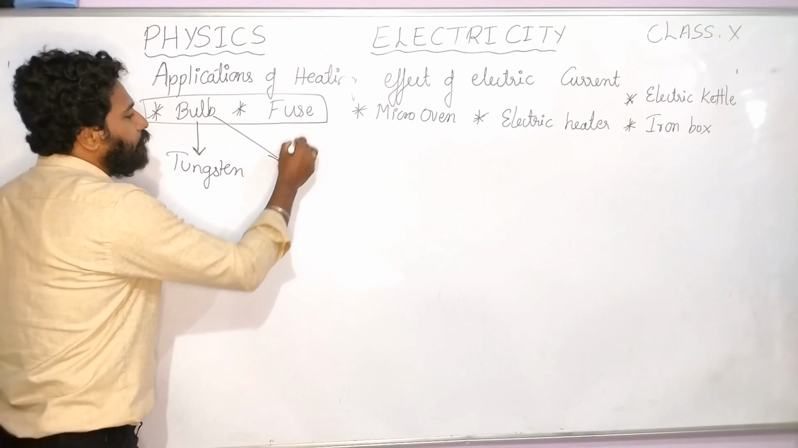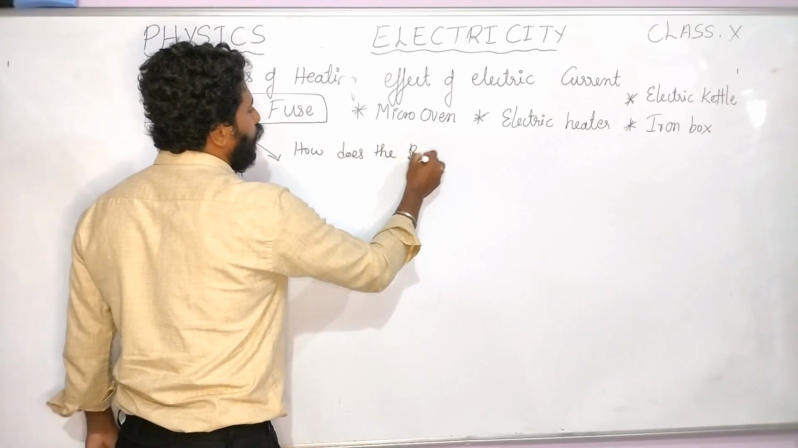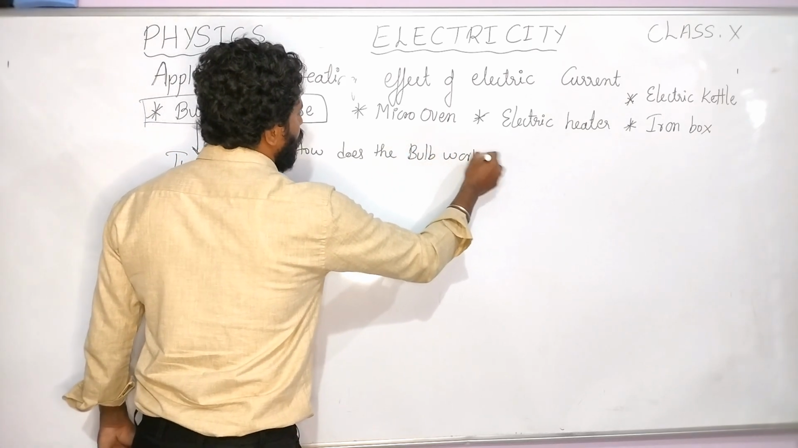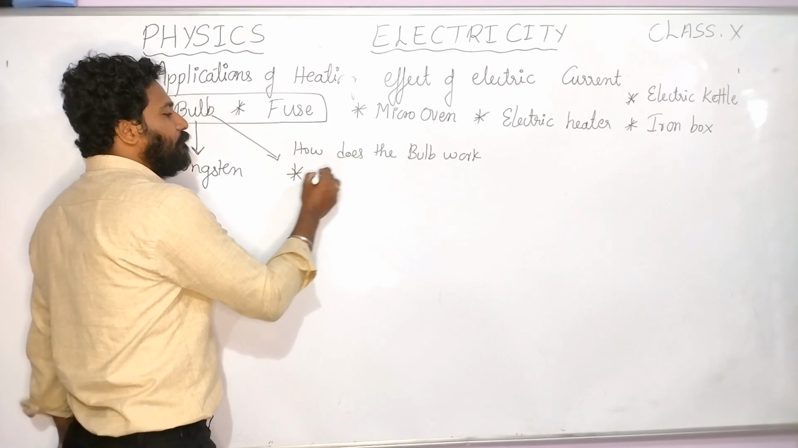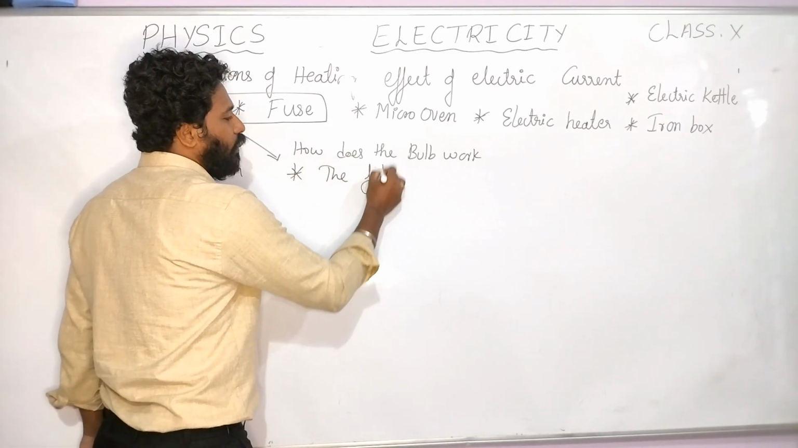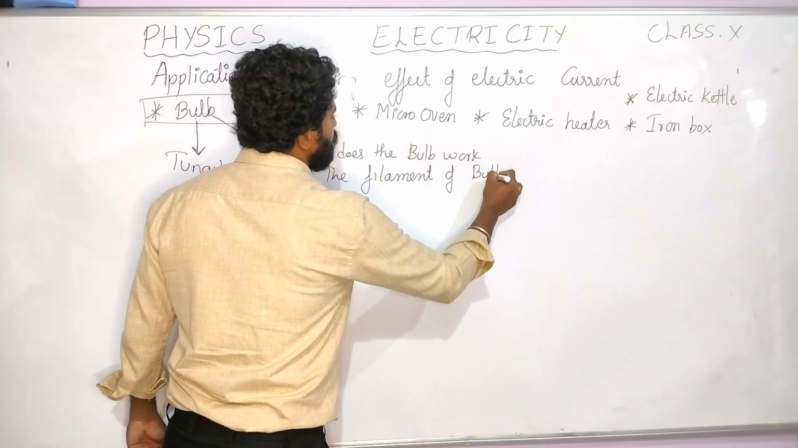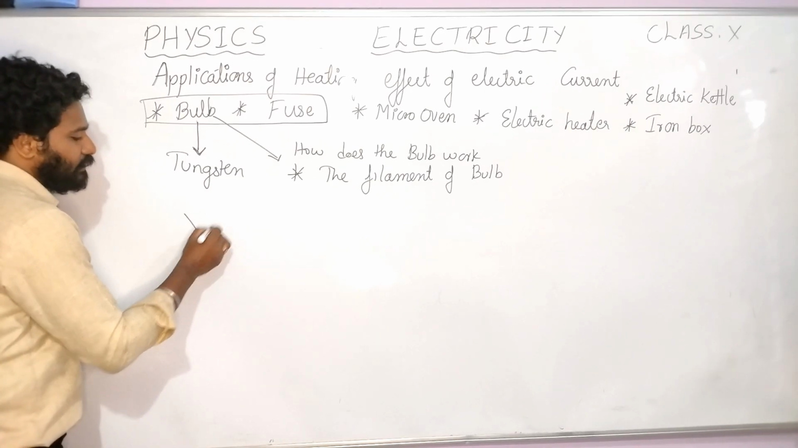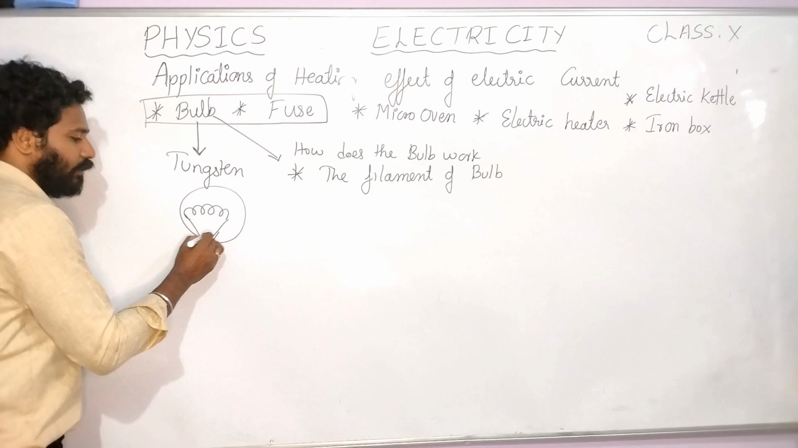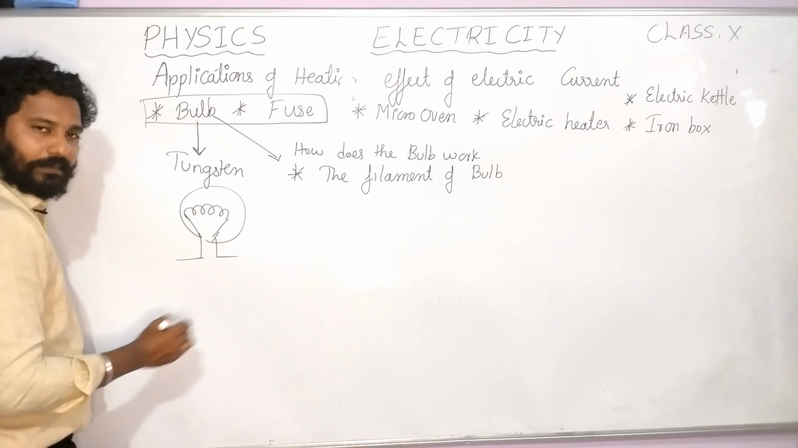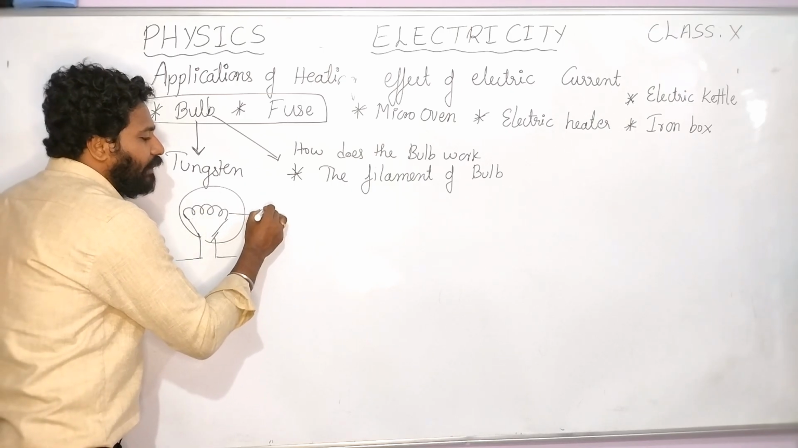How does the bulb work? Very important question, children. They will ask you how the bulb works. Consider the filament of the bulb. Which is the filament? The bulb looks like this, and this part is called the filament.